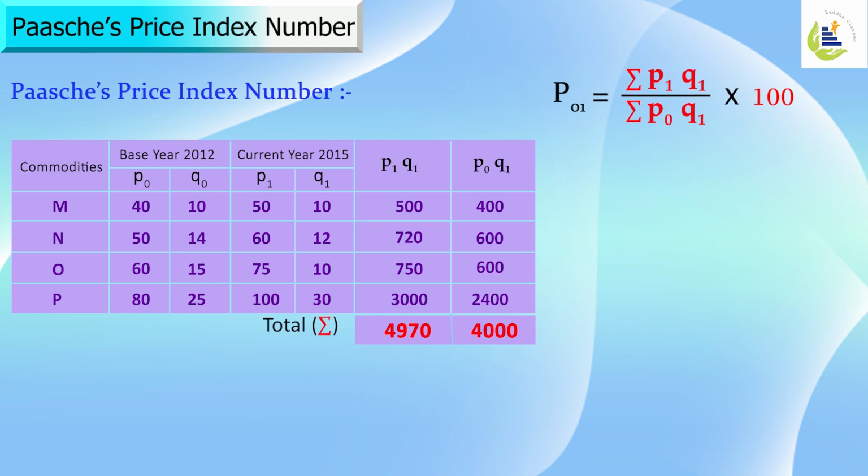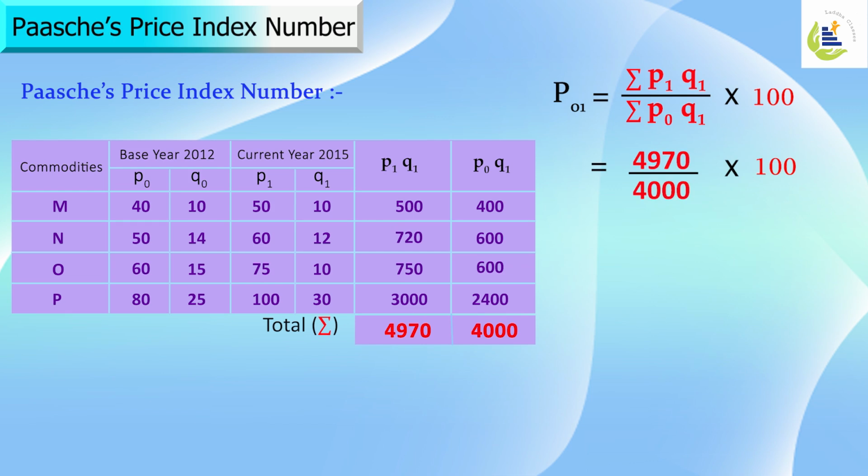As I'm ready with all the values, I'll simply put the values in the formula and get Paasche's price index. The formula once again is P01 for Paasche is the price index number from base year to current year, equal to summation of P1 Q1 upon summation of P0 Q1 into 100. I simply put the values, that is 4970 upon 4000 into 100. If I simplify, the answer is 124.25.